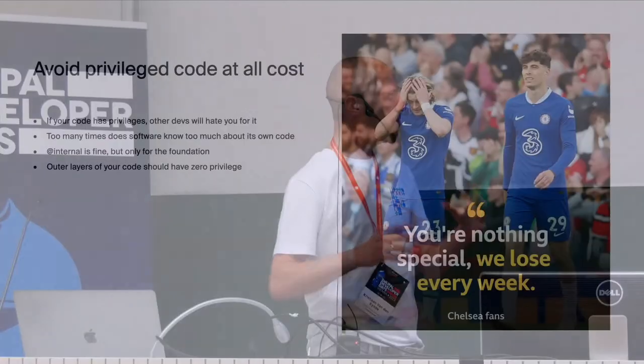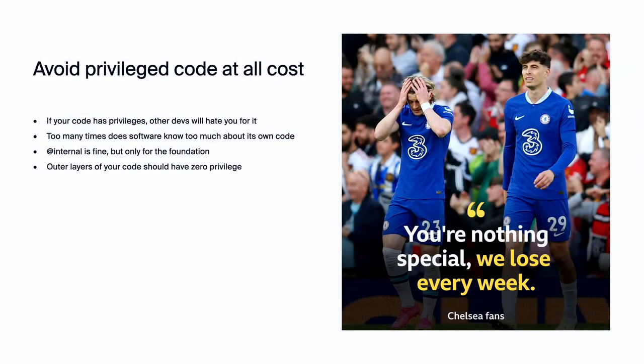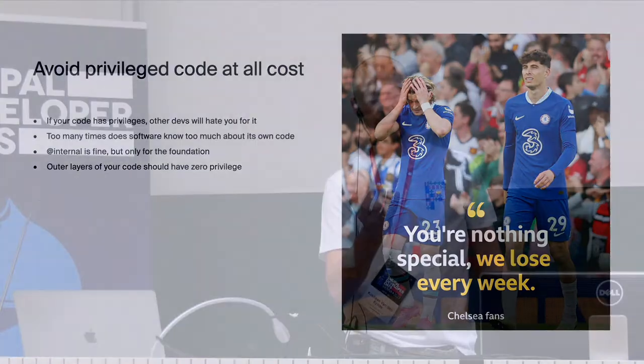Basically, you can have some code that you really need to know about, but only for the foundation. Your outer layers of your code should have zero privilege. So basically, consider this like an onion. If people can only interact with the outer part of your onion, and they want to do something that your API, exposed on the outer layer, doesn't allow for, they need to do something deep down, yeah, they're stuck. So what then? They're just going to look for another onion.